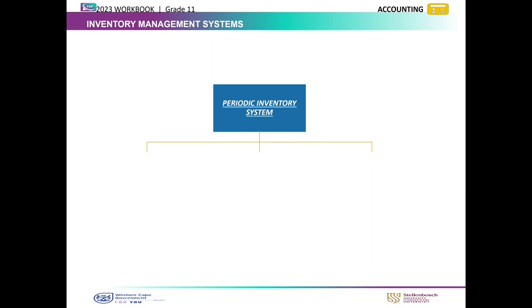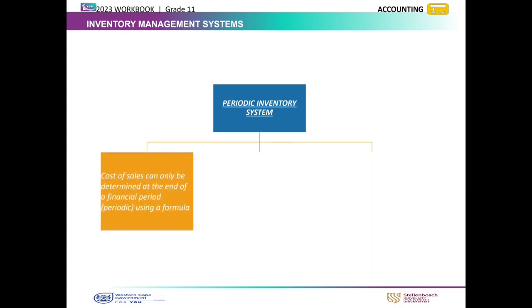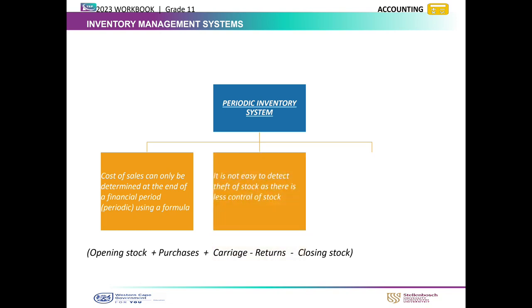In the periodic inventory system, the cost of sales can only be determined at the end of a financial period using a formula. The formula is: opening stock plus purchases plus carriage minus returns to the suppliers and minus the closing stock balance. Then, it is not easy to detect theft of stock as there is less control over stock.